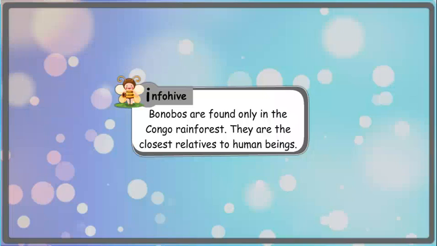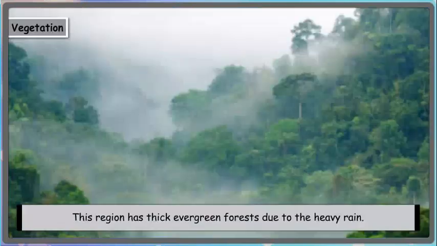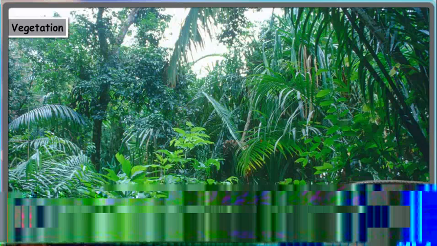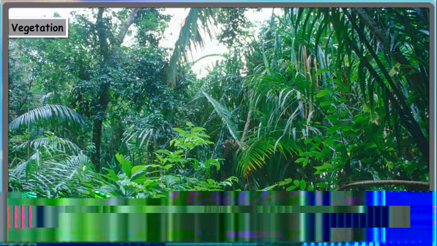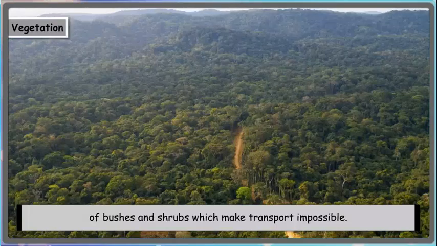Info Hive. Bonobos are found only in the Congo rainforest. They are the closest relatives to human beings. Vegetation. This region has thick evergreen forests due to the heavy rain. Trees are tall and evergreen with hard wood. These forests are uneconomical because of the thick undergrowth of bushes and shrubs, which make transport impossible.